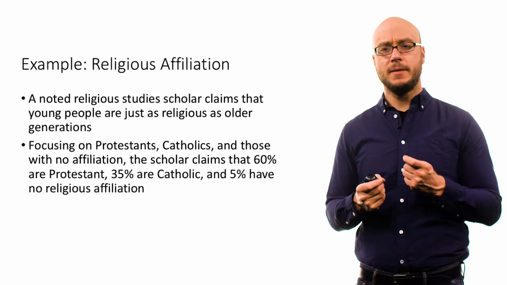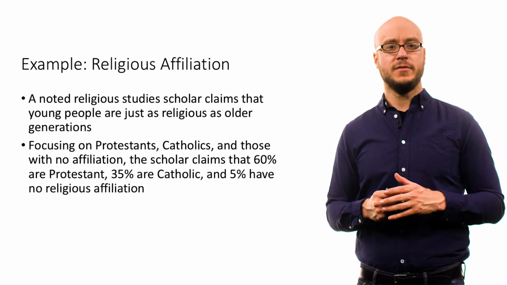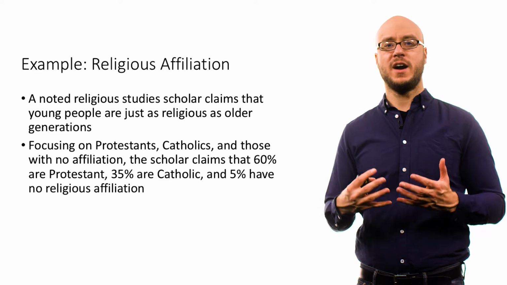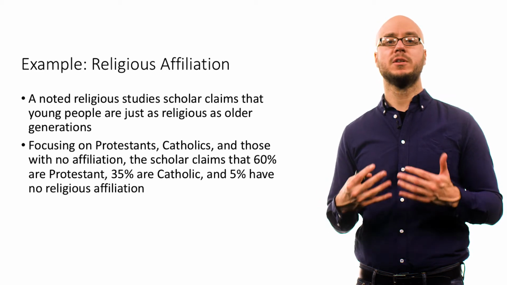But this scholar is claiming that 60% of young people are Protestant, 35% are Catholic, and 5% have no religious affiliation. You could imagine an armchair religious studies scholar just making these claims about the population. But is that true if we take a random sample from a population and look at the frequencies, the counts of religious affiliation?